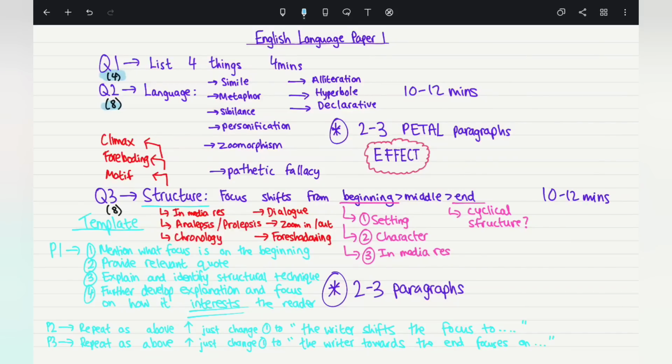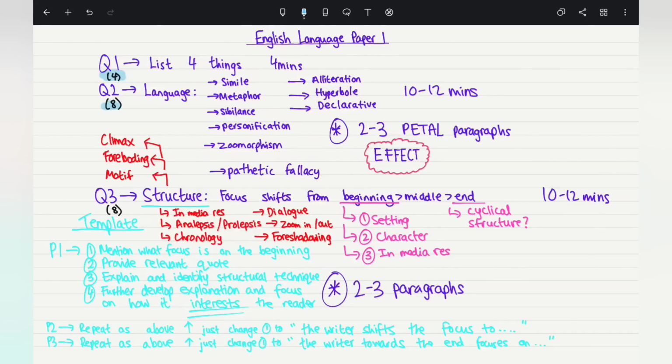So what do they include? They include the following. Number 1 is simile. Number 2, a metaphor. Number 3, sibilance. Number 4, personification. Number 5, zoomorphism. Number 6, pathetic fallacy. Number 7, alliteration. Number 8, a hyperbole. And number 9, a declarative. So these are some important techniques that you'll always find within the insert.